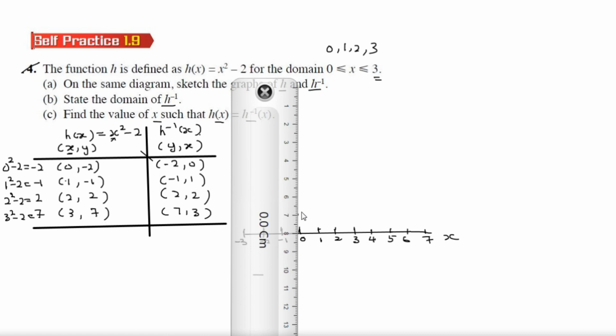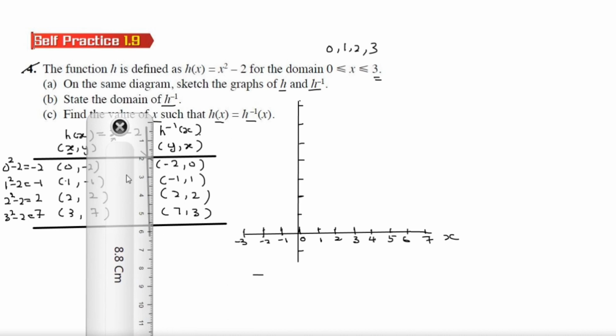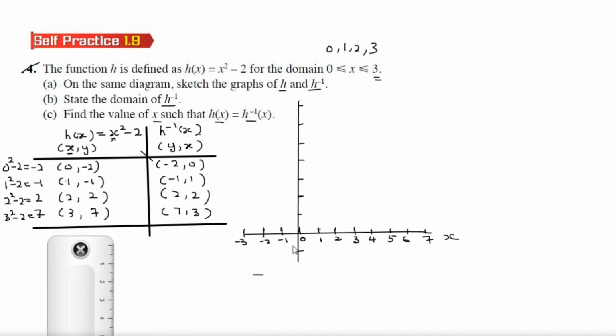So 1, 2, 3, 4, 5, 6, 7. This is -1, -2. Okay, we are ready now. So label this: negative 1, 2, 3, 4, 5, 6, 7.